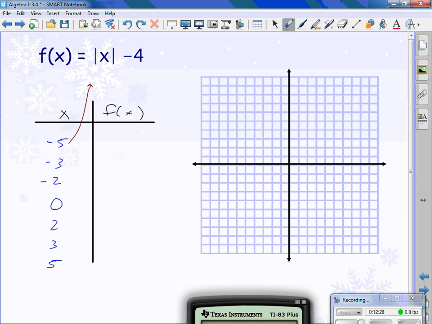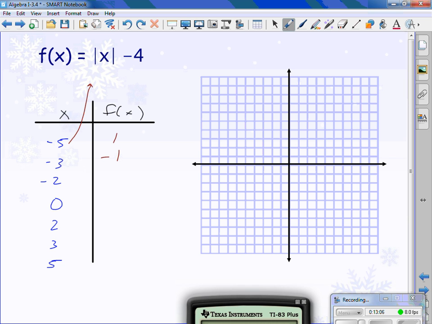What's the absolute value of negative 5? 5. What's absolute value do? Makes everything a positive. So absolute value of negative 5 is 5. 5 minus 4 is 1. Negative and a minus mean the same thing. Absolute value of negative 3. 3. 3 minus 4. Negative 1.